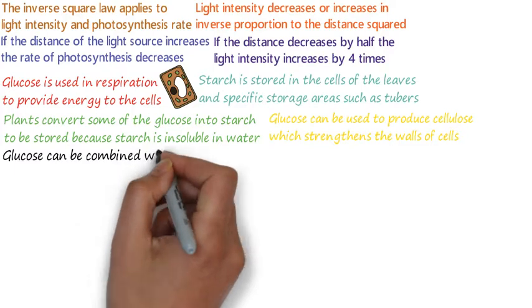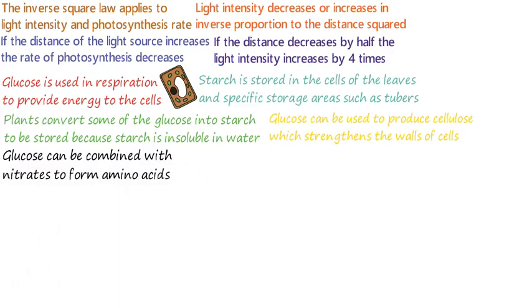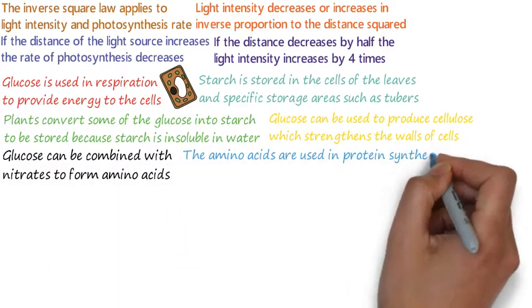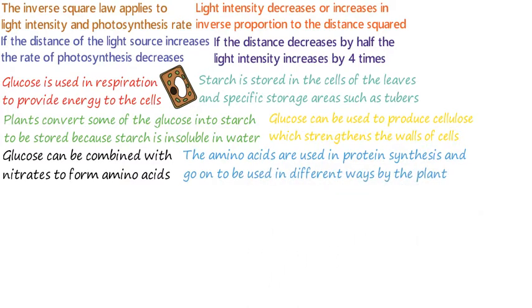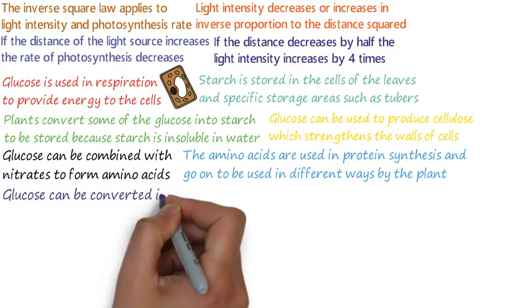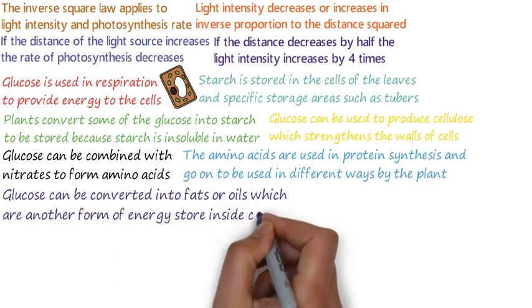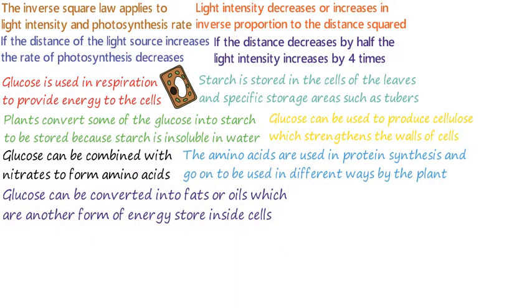Glucose can be used to produce cellulose, which strengthens the walls of cells. Glucose can also be combined with nitrates to form amino acids. The amino acids are used in protein synthesis, and they go on to be used in different ways by the plant, such as enzymes. This explains why nitrates are important to plants, and why the plants are unable to live in soil with a low mineral ion content without specific adaptations.